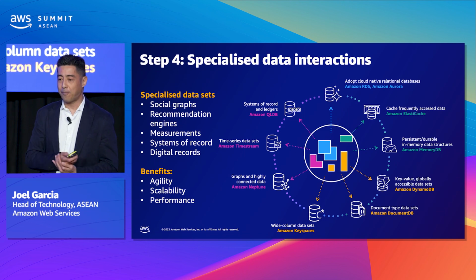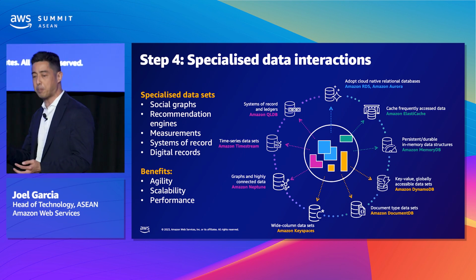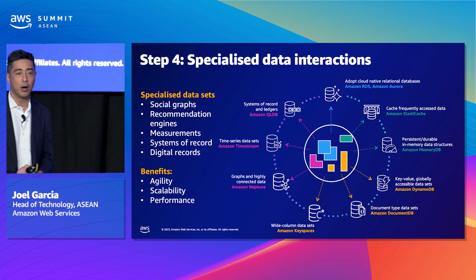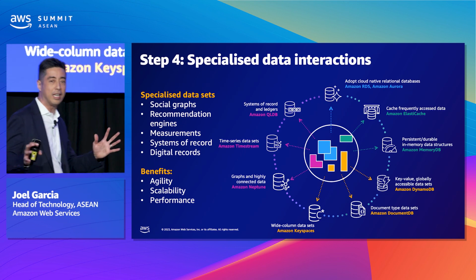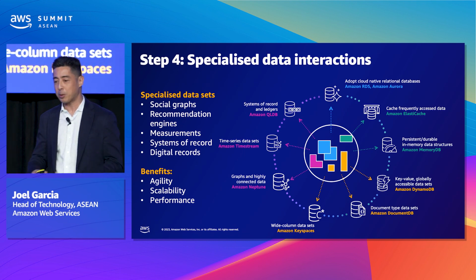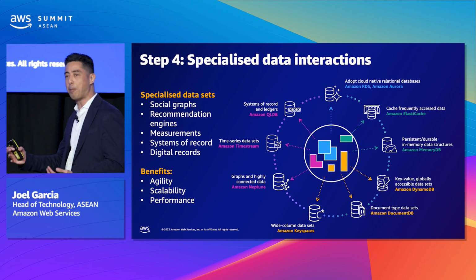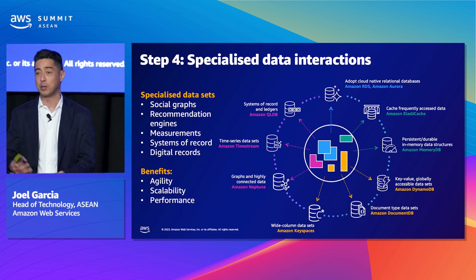The fourth step is when you move beyond that, there are even more specialized data interactions. So for example, in ASEAN, we all know that we're probably one of the most socially engaged regions in the world. As a result, if customers are looking at how to map all of those social relationships, we have an offering called Amazon Neptune.